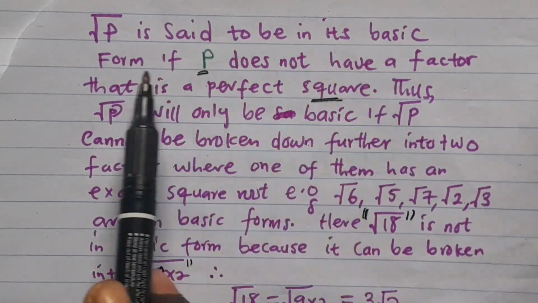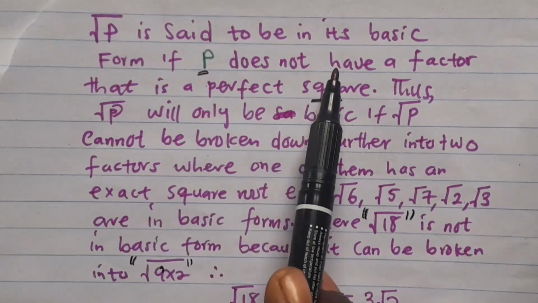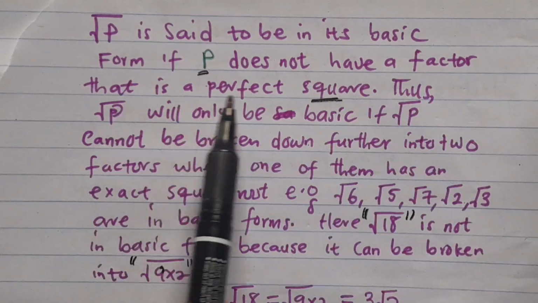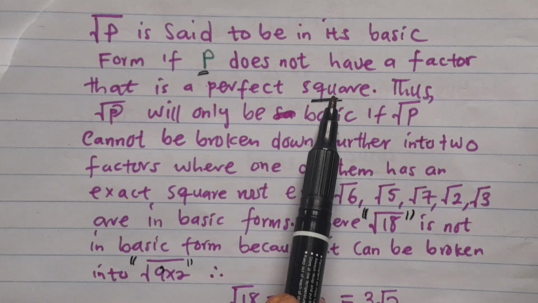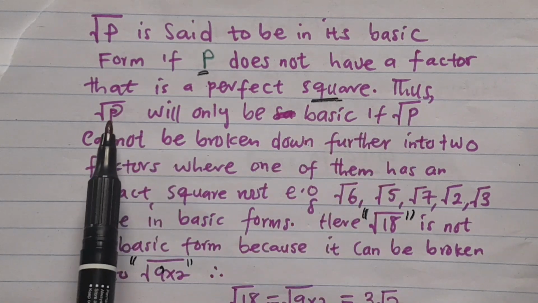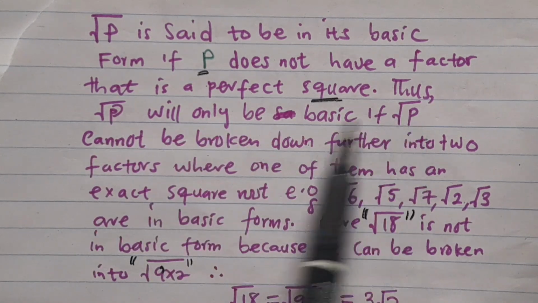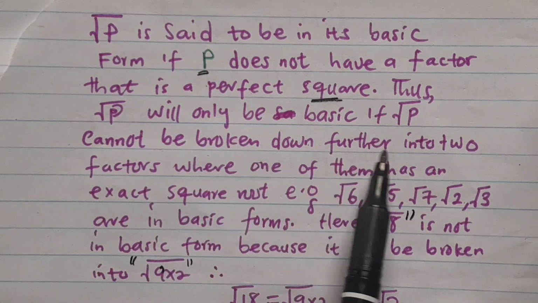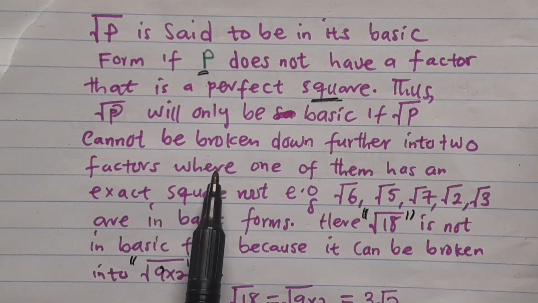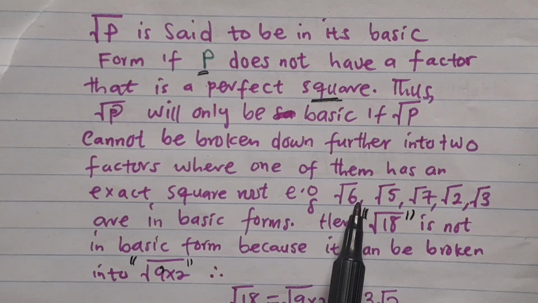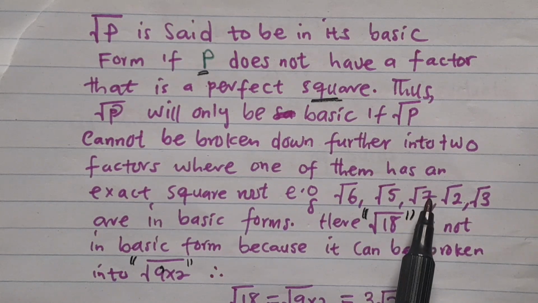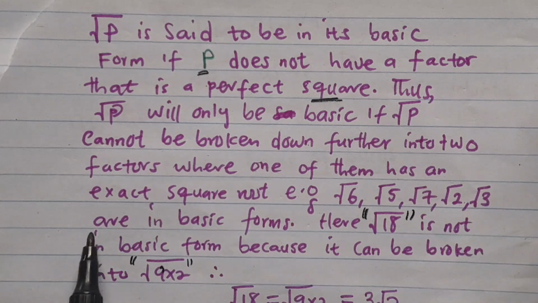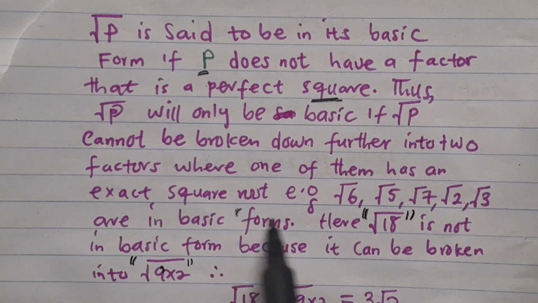And that's why we say the square root of p is said to be in its basic form if p does not have a factor that is a perfect square. The square root of p will only be basic if the square root of p cannot be broken down further into two factors where one of them has an exact square root. Get it right? So we have square root of 6, square root of 5, square root of 7, square root of 2, square root of 3 in basic form, because they don't have a perfect square.